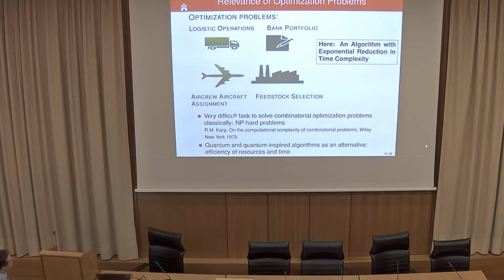But generally speaking, many of these optimization problems to solve combinatorial things are NP-hard problems. So they are at least as hard as the hardest problems in NP. NP stands for non-deterministic polynomial. The language is something you have to get used to. So the question out there, to the whole community, which is not small, is: can quantum and quantum-inspired algorithms be an alternative in terms of improving efficiency of resources and time?